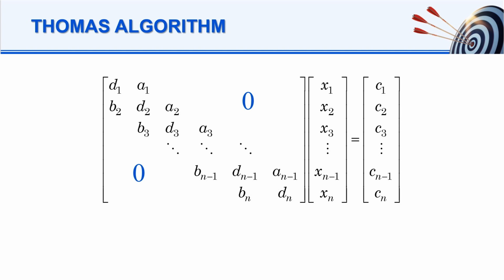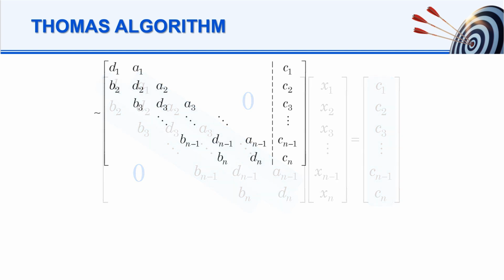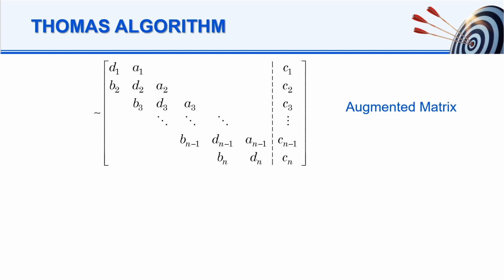A tridiagonal system of linear equations refers to a system of equations where the coefficient matrix is a tridiagonal matrix. This matrix has non-zero entries only on the main diagonal, one diagonal above and one diagonal below. Here, the array D denotes the diagonal array, B denotes the subdiagonal array, and A denotes the superdiagonal array. The other entries of the coefficient matrix are zeros. The array C denotes the right-hand side vector. The augmented matrix is set up as follows.